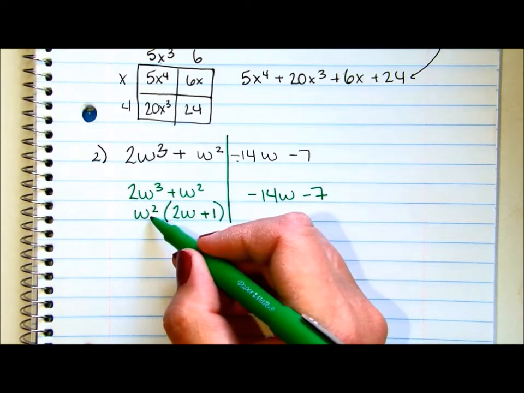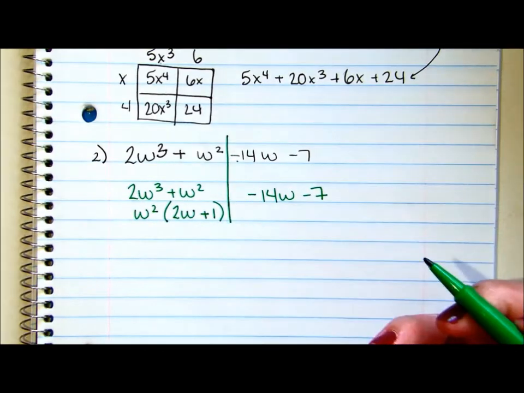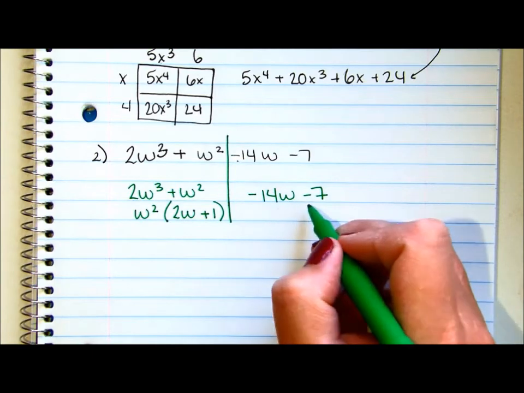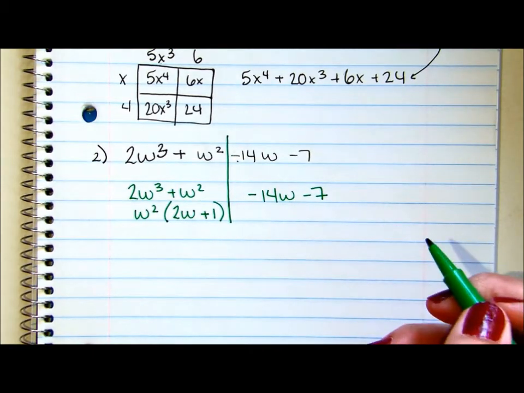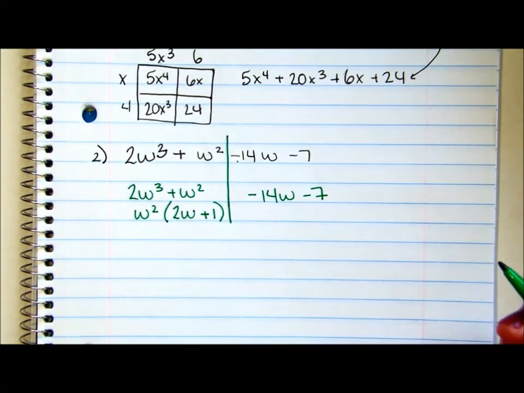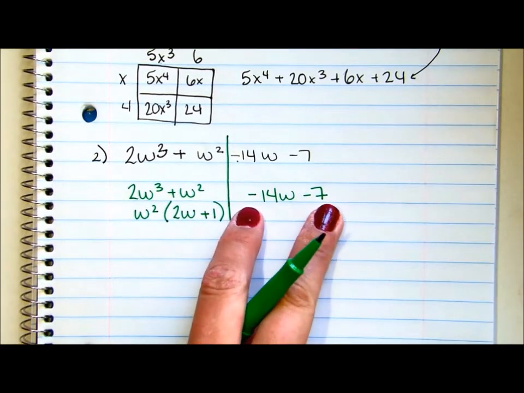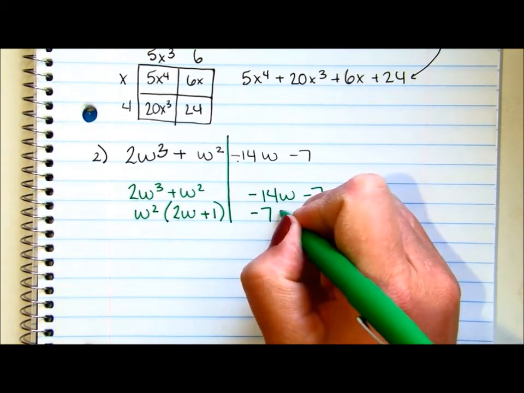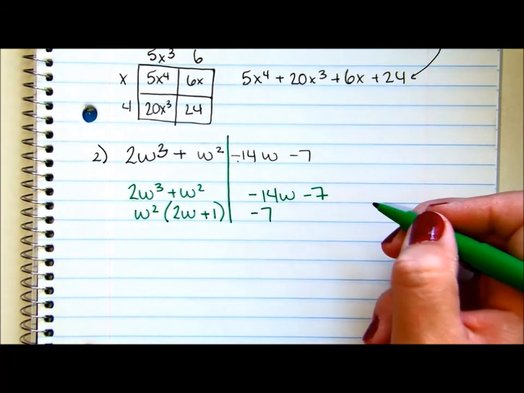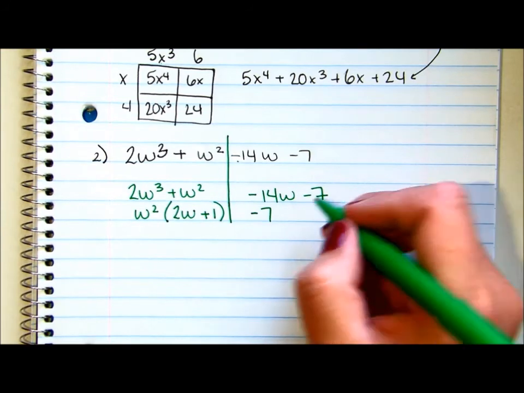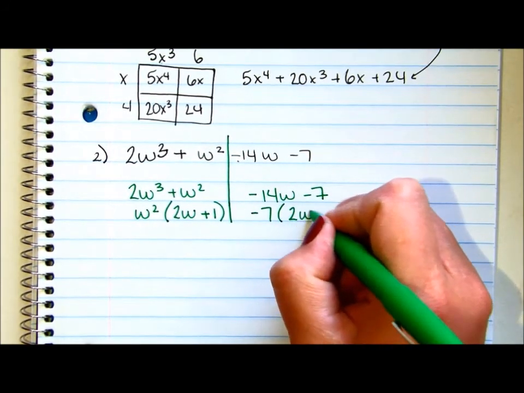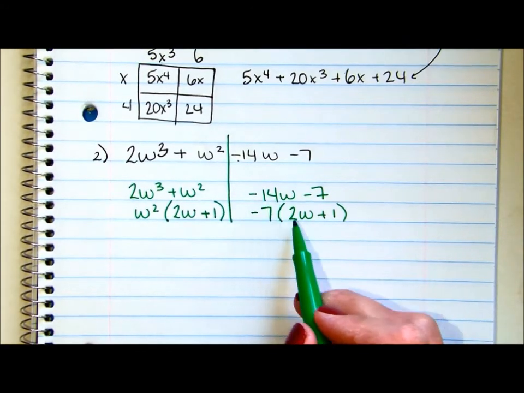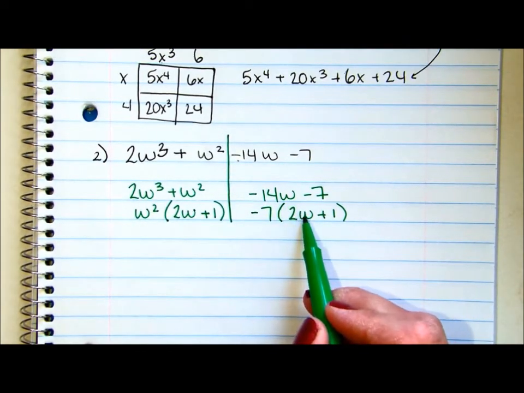Now on our other side, I have negative 14w minus 7. They both have a large number in common, and that is 7. And because they both happen to be negatives, I'm going to pull out the negative as well. So we're going to get -7. And then because there's no variable on the 7, we have to leave it at that. So what we're left with, again, is 2w plus 1. Because -14 divided by -7 is +2, and we have to bring down the w. And -7 divided by -7 is +1.